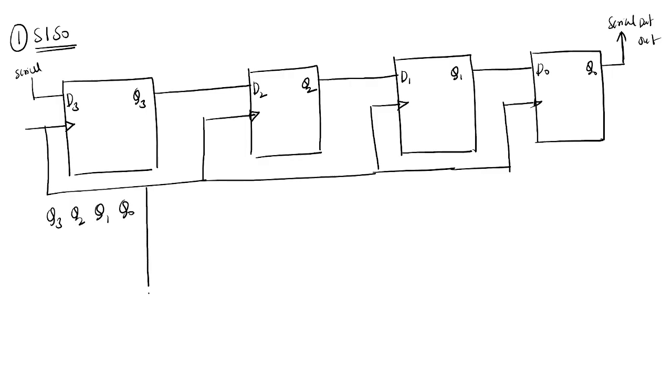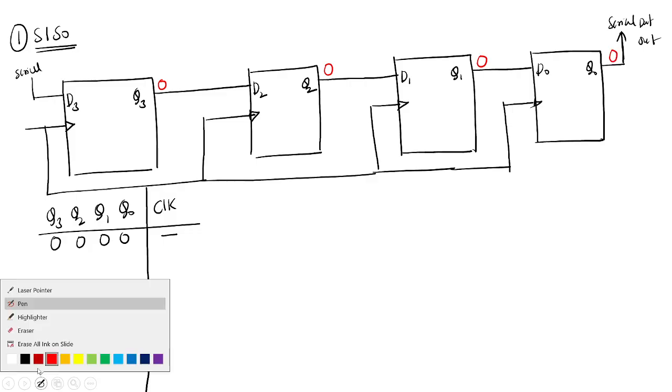Next, you are applying the clock. So initially, what happens if you are not applying any clock? The output of all flip flops will be zero. Let us take the output of all the flip flops as zero. And what happens next when you are applying the clock?